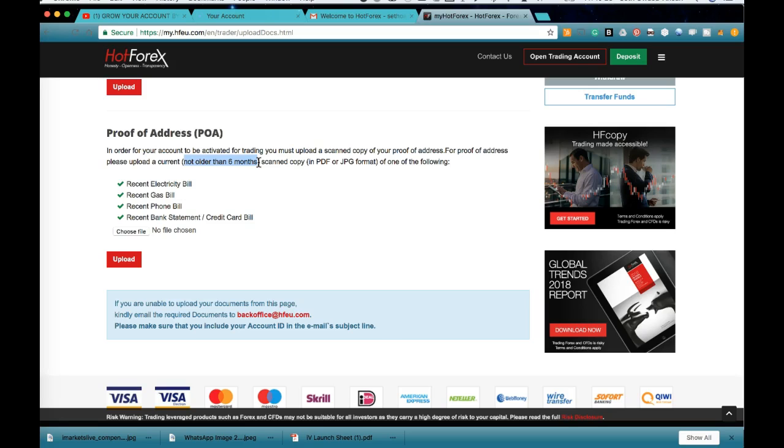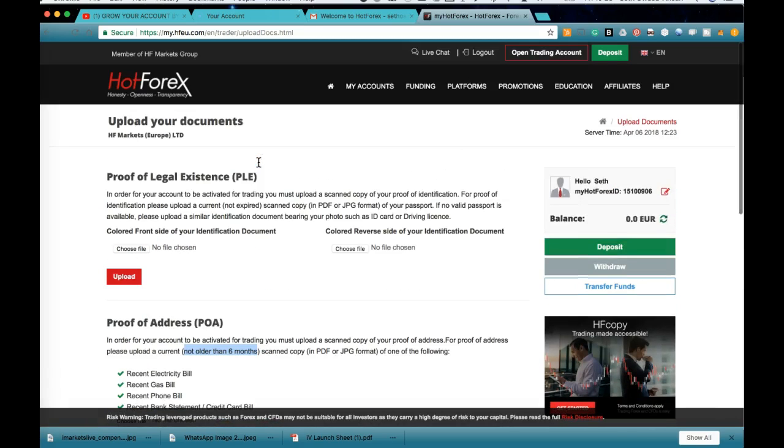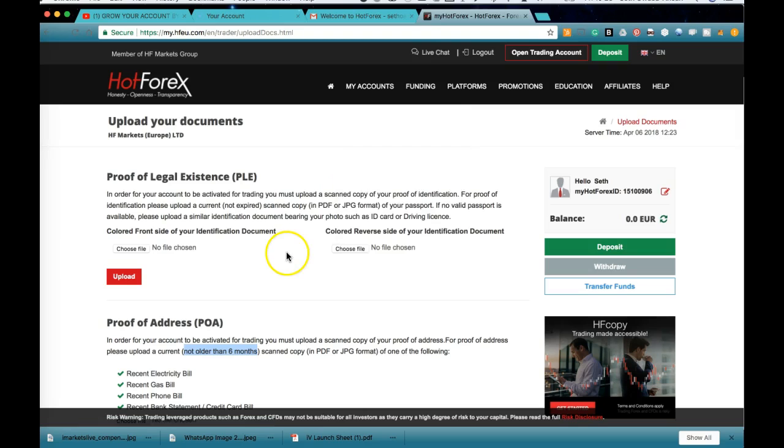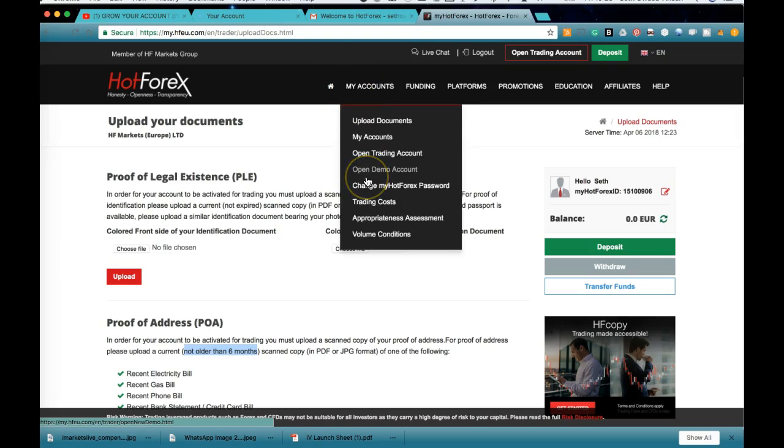Once you submit that, it takes about 24 to 48 hours for your account to be verified, and from then on you can open a demo account to begin practicing trades on your MT4 app, or you can open a live trading account and deposit some funds to begin trading live.